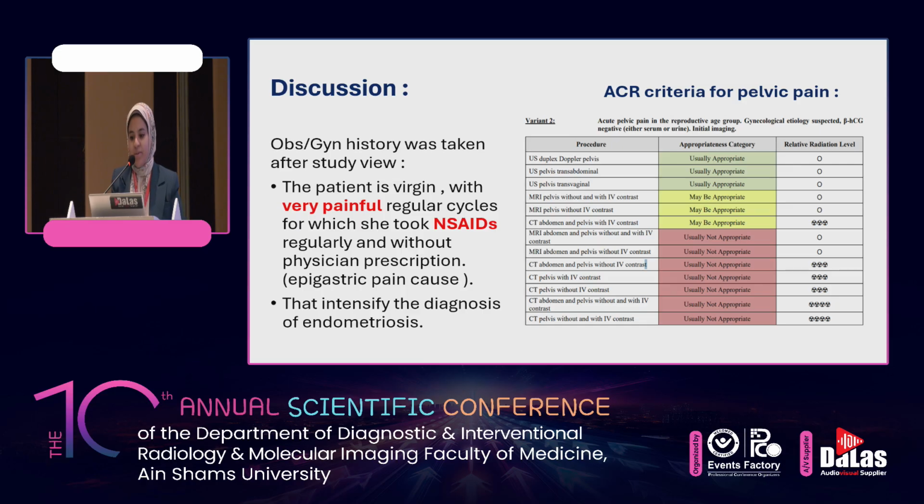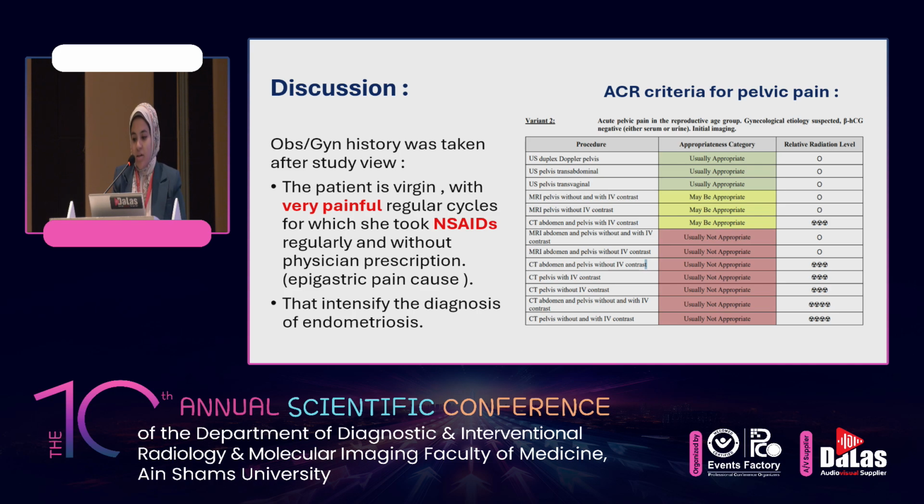So we called the patient again to get a more detailed history. The patient is a virgin with very painful regular cycles, for which she took non-steroidal anti-inflammatory drugs. That was the cause of the epigastric pain, and that intensifies the diagnosis of endometriosis.